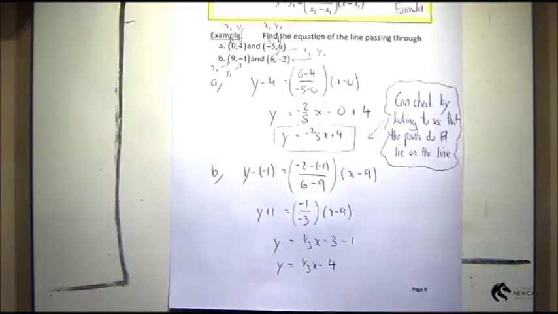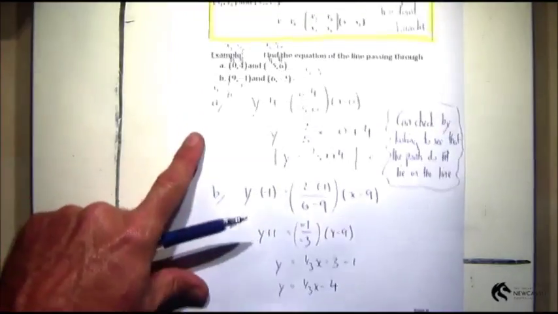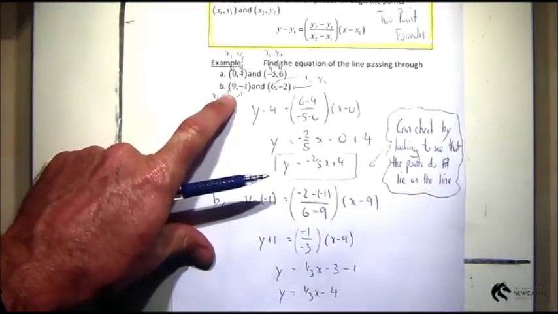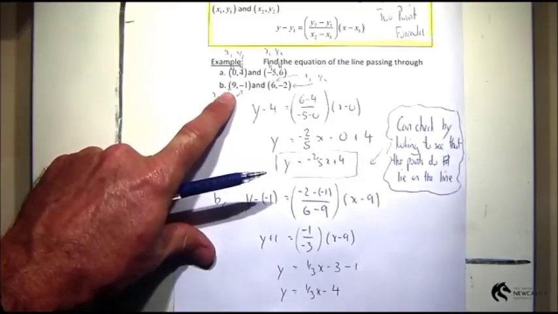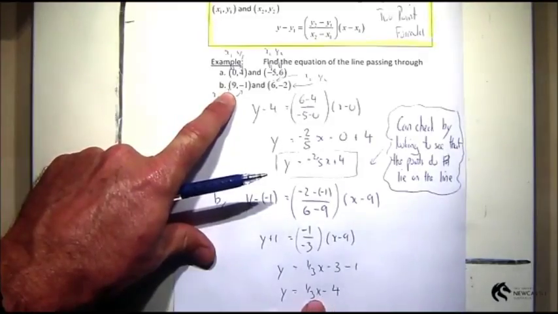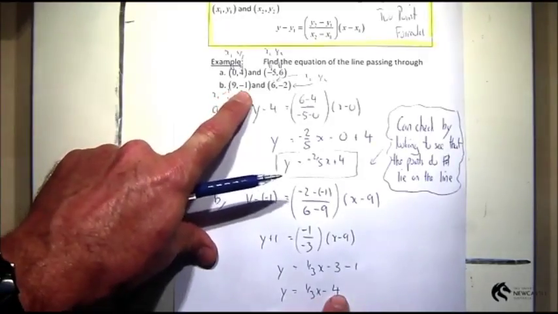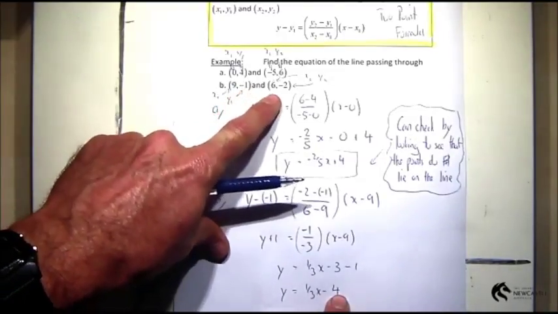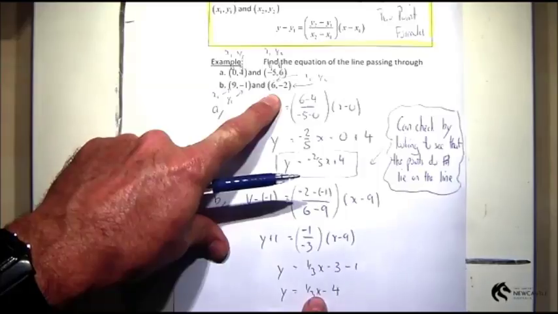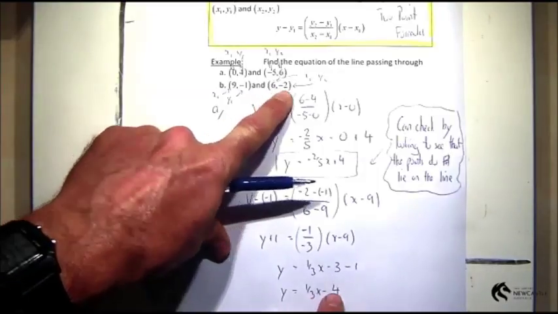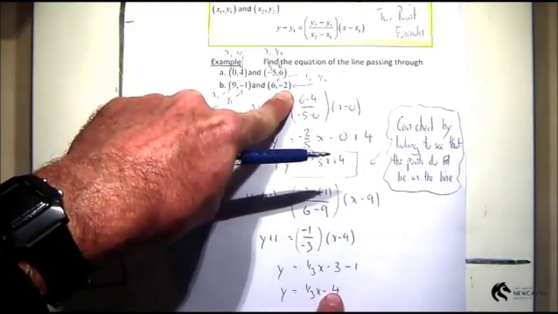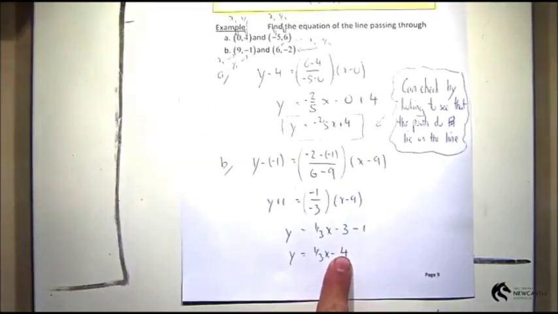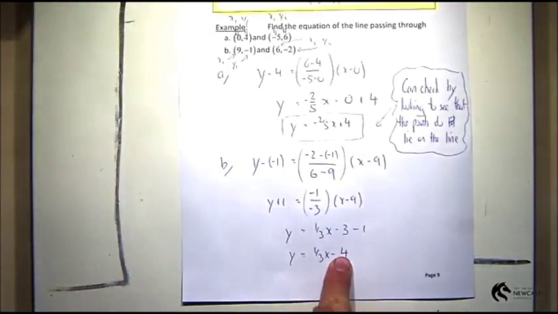But I'm more worried as, do I have it right? Does it actually pass through these points? So let's check it. When x is 9, 9 on 3 is 3, 3 minus 4 is -1. So we've got the first point right. Let's check the second one. When x is 6, that's 2. 2 minus 4 is -2. That's what it should be. It passes through those points. I'm confident. I reckon I've got the right answer.